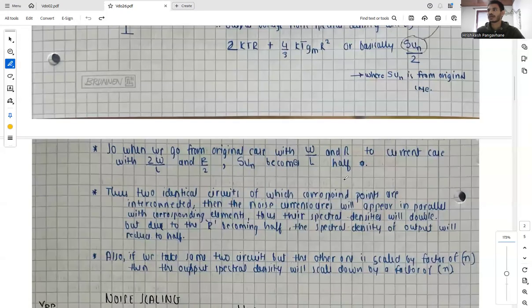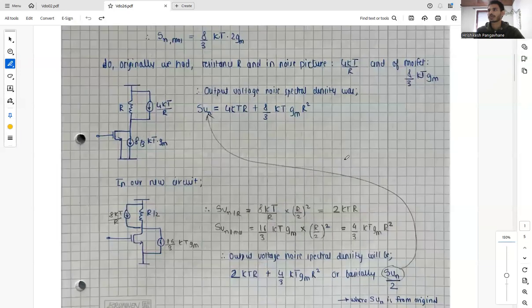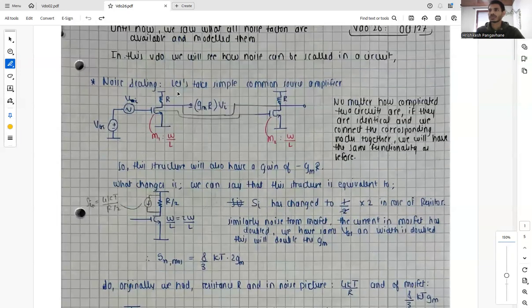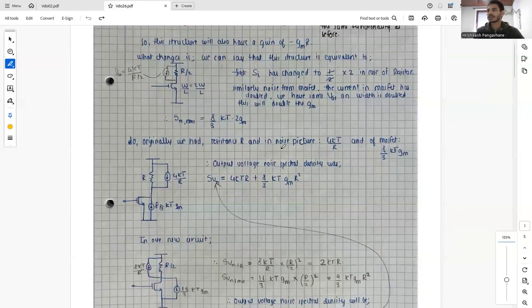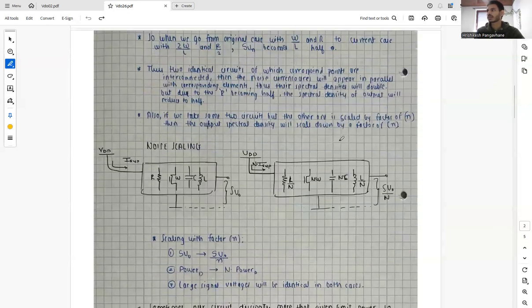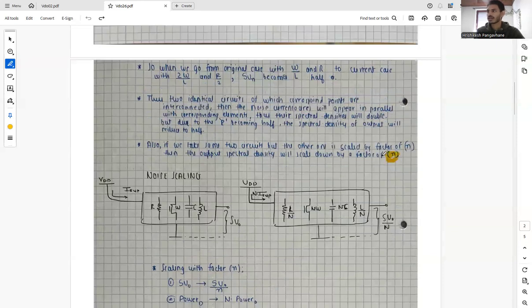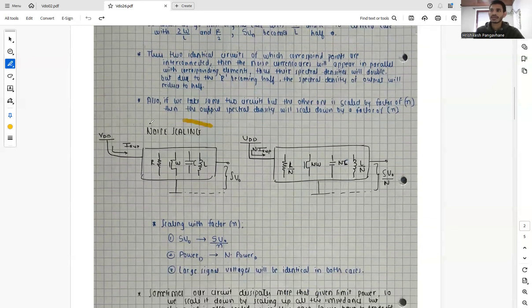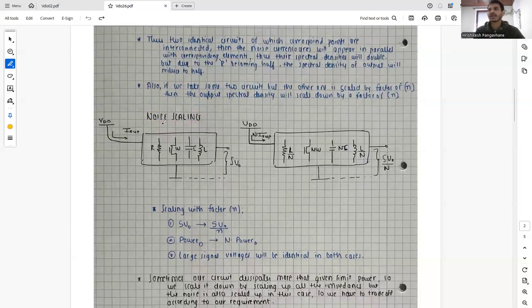So basically, here the scaling was twice. So we had two identical structures. So the output density was scaled down by 2, and now we are saying that if it was scaled by n, the output spectral density would have been scaled down by the factor of n. So basically this is called noise scaling, and we can also call it impedance scaling.